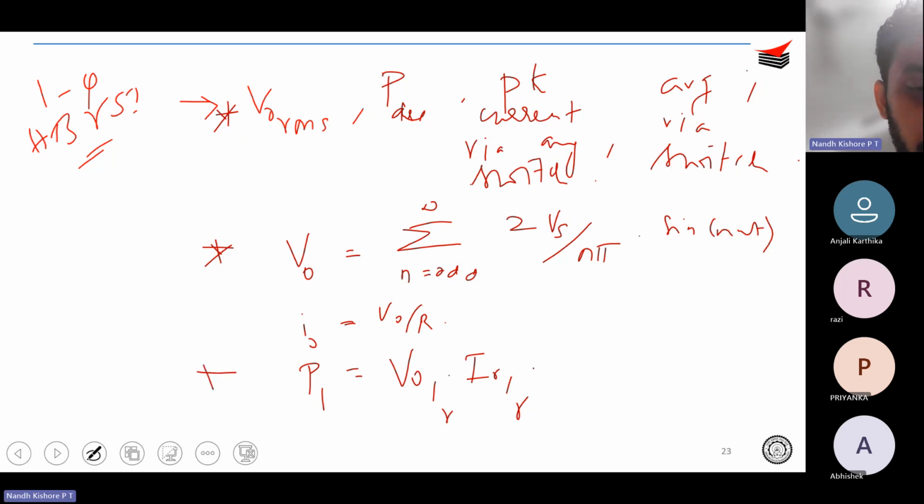So you saw problems based on these: the V naught RMS, power delivered, current through any switch, and the peak or average current. Then you went into harmonic order, and then you found out how to find the useful power, or the fundamental power. So this was for a single phase half bridge VSI.